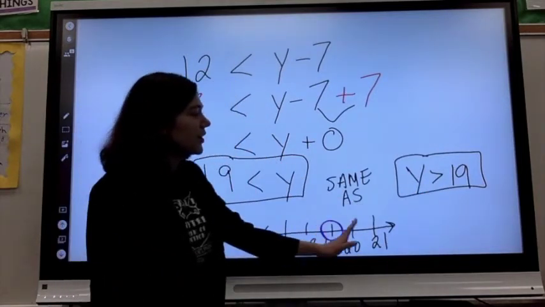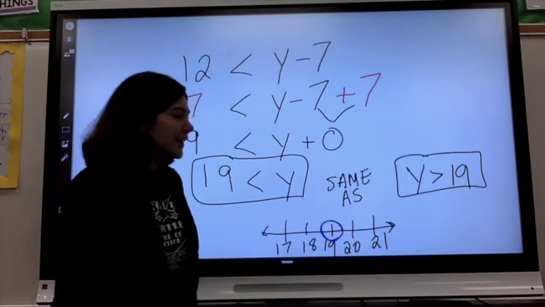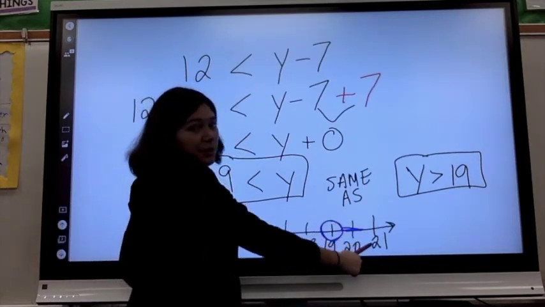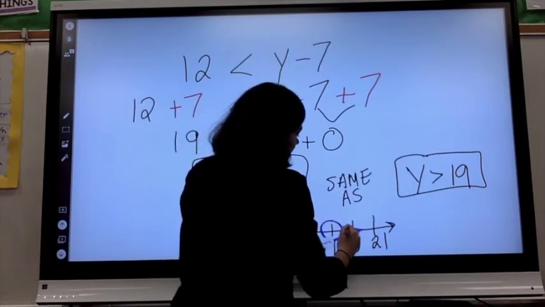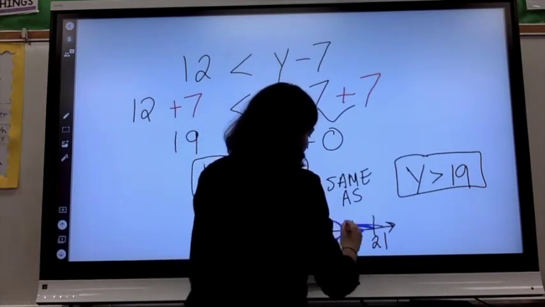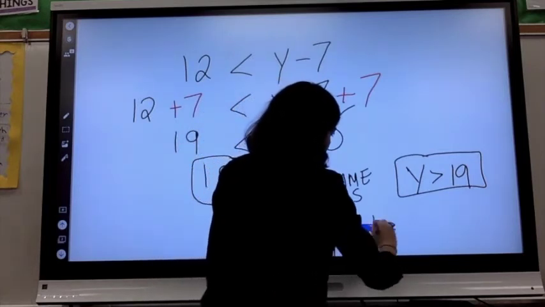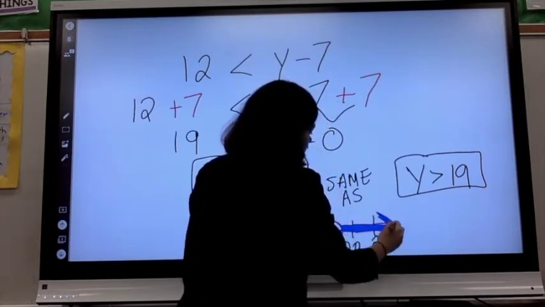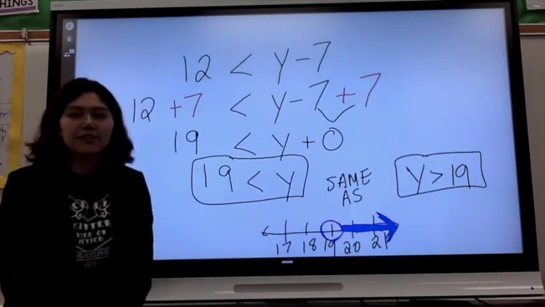So we need to choose all the numbers that are greater than 19. So we're going to go right, because 20 is greater than 19, 21 is greater than 19. Any of the numbers to the right of 19 are greater than 19. I'll shade that in. Right, and that's going to be the graph of my solution.